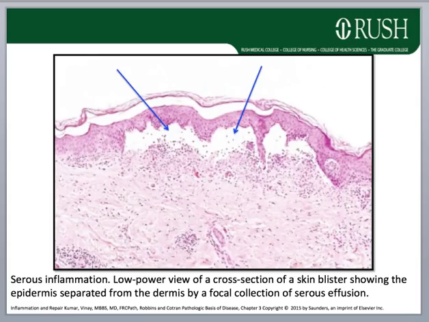This is a microscopic image of skin. In a common situation that I'm sure most of us have experienced, a skin blister. And this shows the superficial layer called the epidermis separated from the underlying connective tissue called the dermis by a focal collection of serous effusion, which is indicated by the arrows. Note that in this image, this space is clear mainly because it consists predominantly of cell-poor fluid, and those small dots in there are the relatively few inflammatory cells that are present in this fluid.